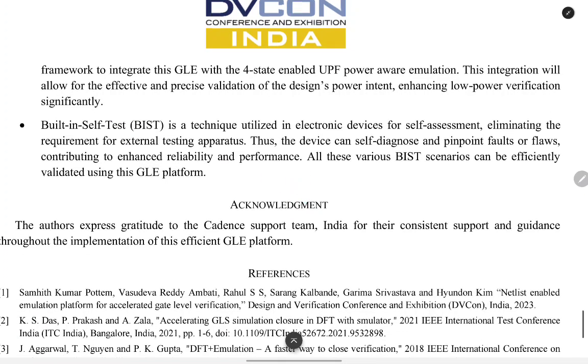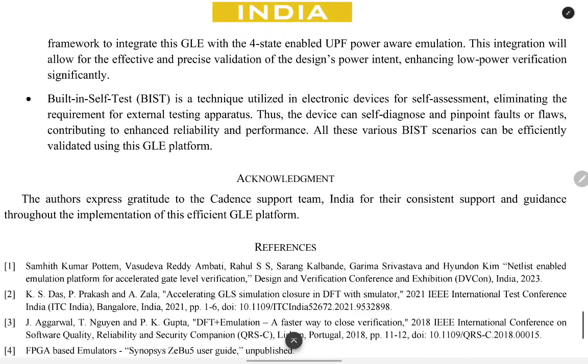The built-in self-test is a technique utilized on electronic devices for self-assessment, eliminating the requirement for external testing apparatus. Thus, the device can self-diagnose and pinpoint faults, contributing to enhanced reliability and performance. All these various built-in scenarios can be efficiently validated using this GLE platform.